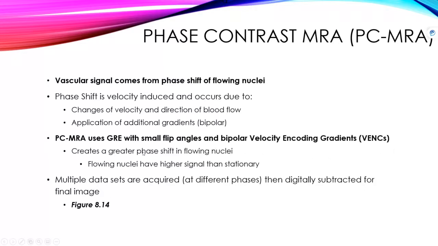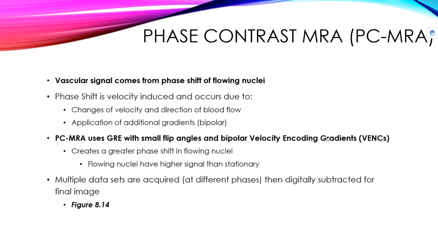VENCs are going to create a bigger phase shift in the flowing nuclei. So we're actually going to make them not have the same phase. We're going to make their phase shifts completely different. So the flowing nuclei are going to have a higher signal than the stationary nuclei. That's the gist of phase contrast MRA. We're going to use GRE with a small flip angle, and we're going to use what's called a bipolar VENC velocity encoding gradient. It's going to create a bigger shift difference between the stationary and the flowing nuclei.